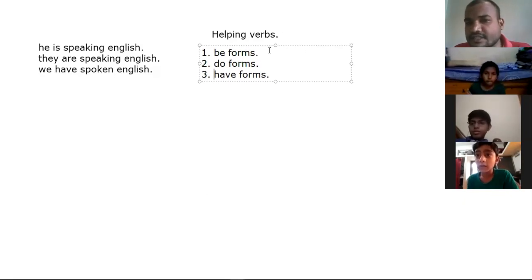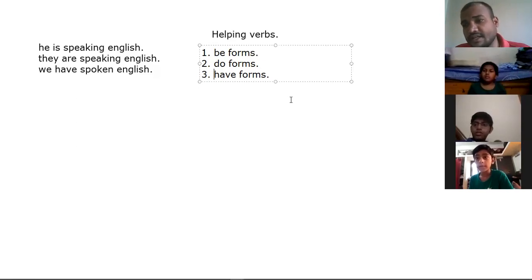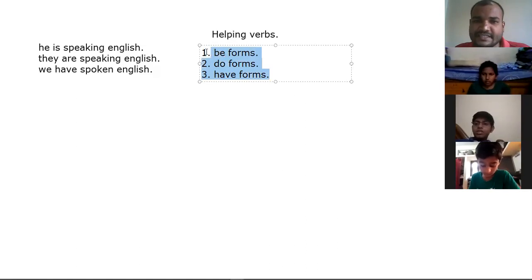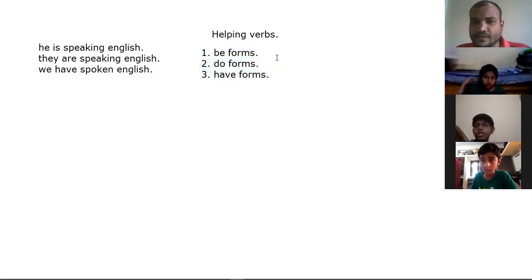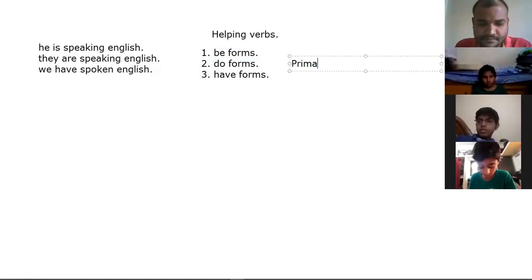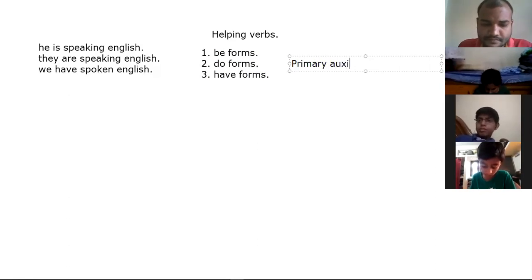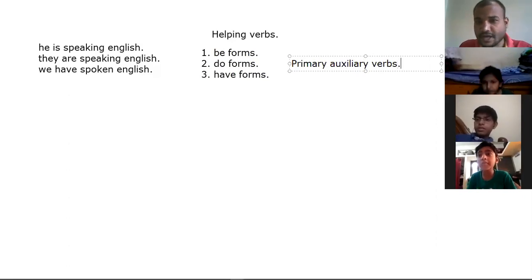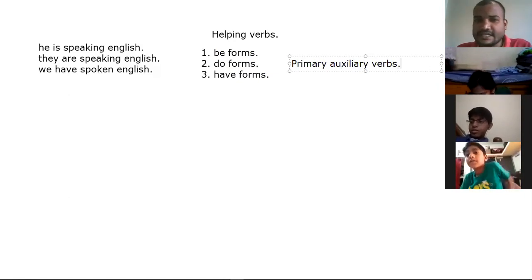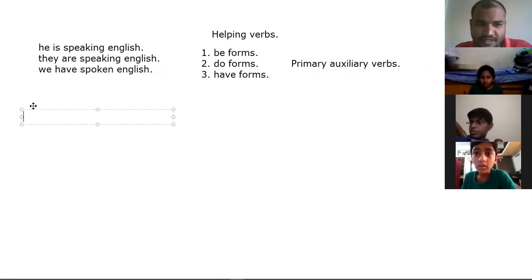Don't get confused. These are the primary helping verbs, primary auxiliaries. Secondary auxiliaries are also there. I'm not going to talk about that now, I'll tell you later. Today we are going to talk about only these three forms: be forms, do forms, have forms. Another name for all these forms is primary auxiliary verbs. Now let me give you what the be forms, do forms, and have forms are.